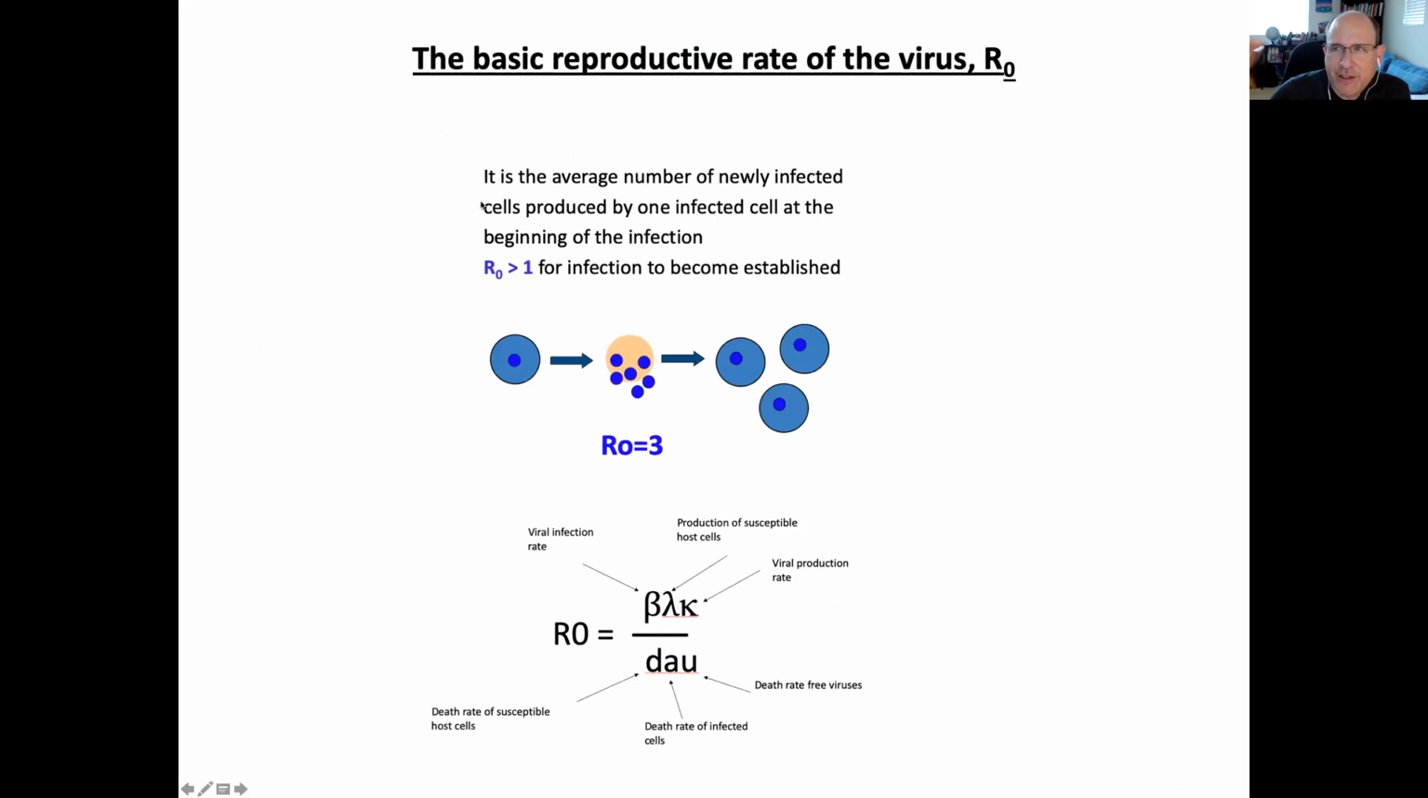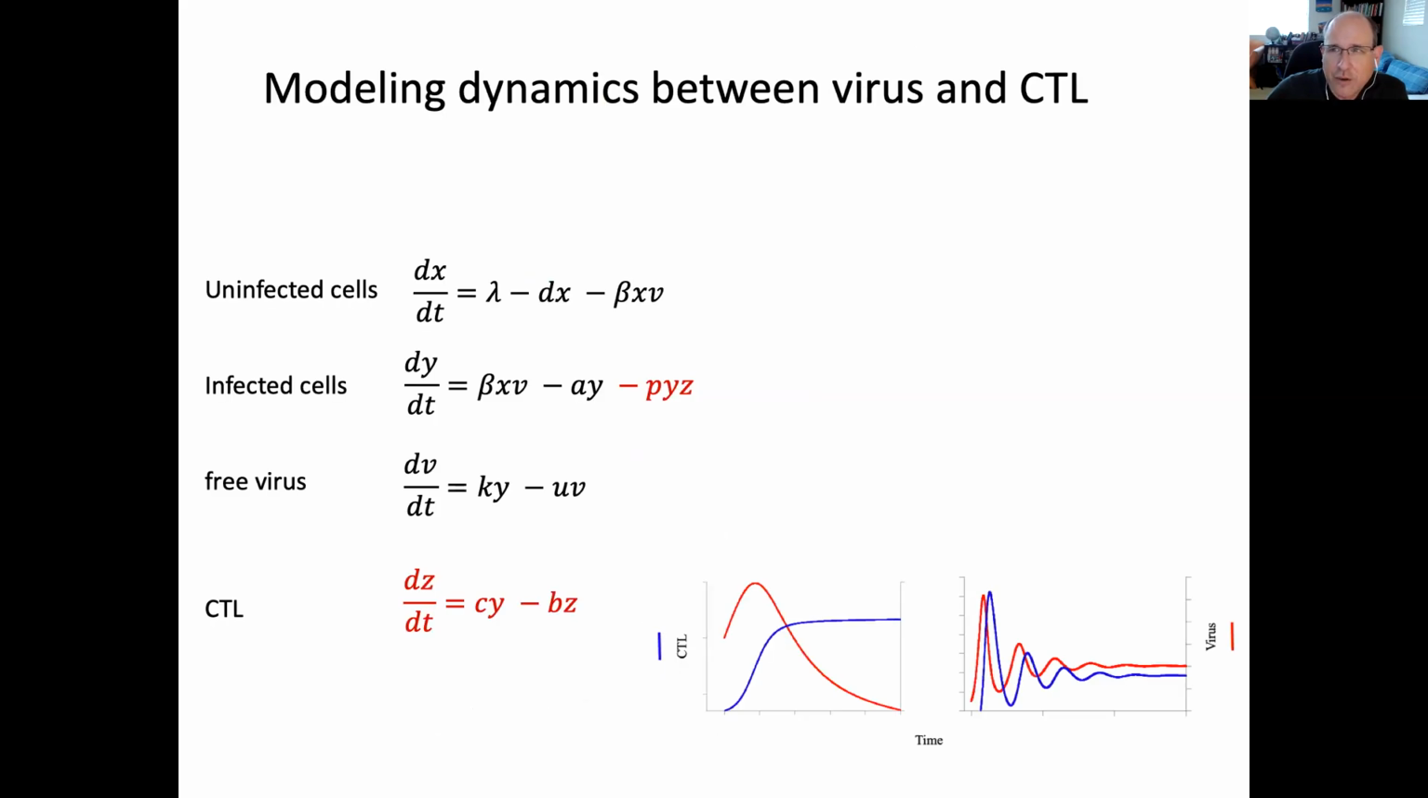An important property of this model is the basic reproductive rate or the basic reproductive ratio of the virus, which is the average number of newly infected cells generated by a single infected cell at the beginning of the infection. And so if R0 is bigger than 1, the infection spreads and becomes established. If the R0 is less than 1, the infection goes extinct. Again, similar to the epidemiological modeling that we have heard quite a bit about in recent years. So that's just introducing those concepts.